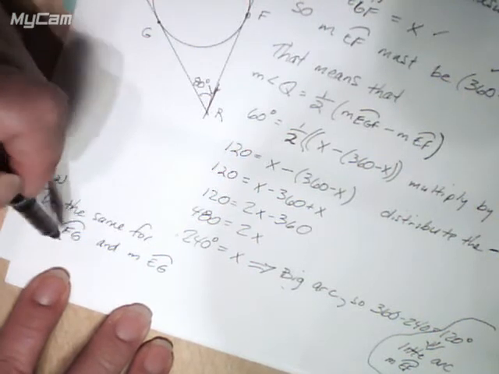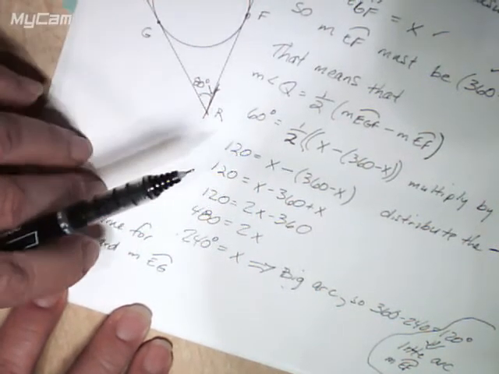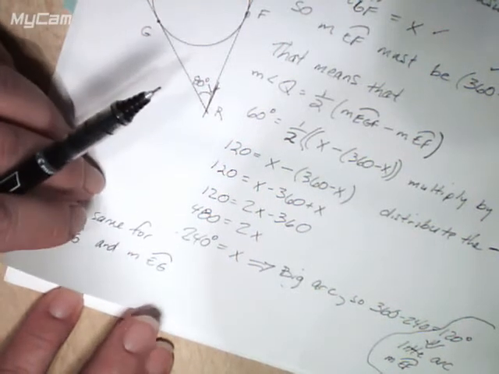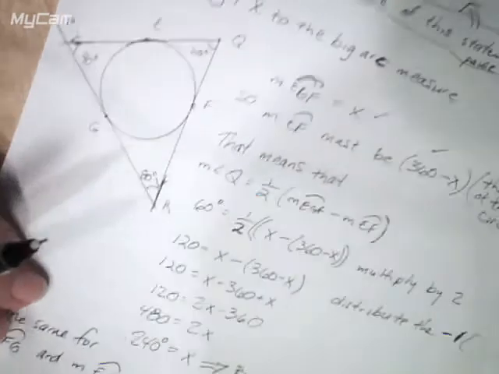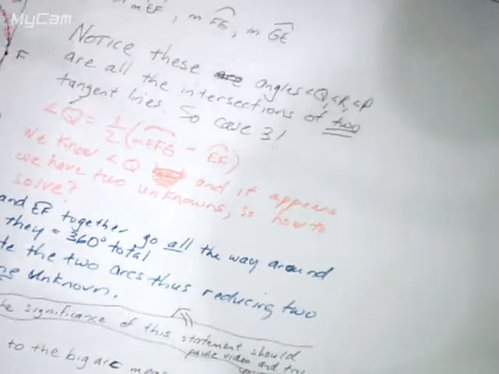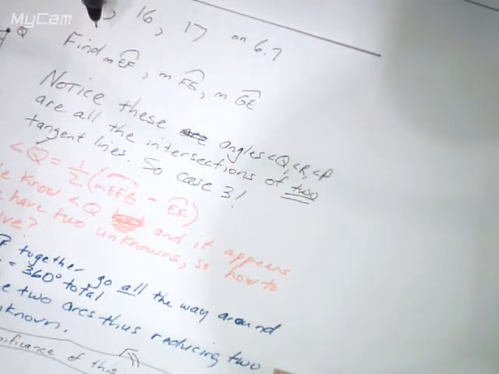So now do the same for the measure of arc FG and the measure of EG. Give it a try. Once you measure, you add these three arcs together at the end, and you should get 360.